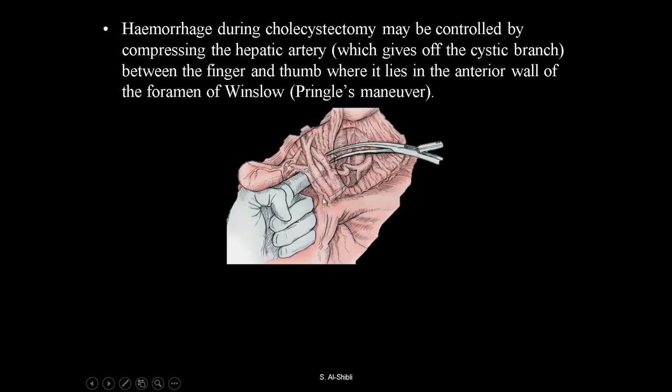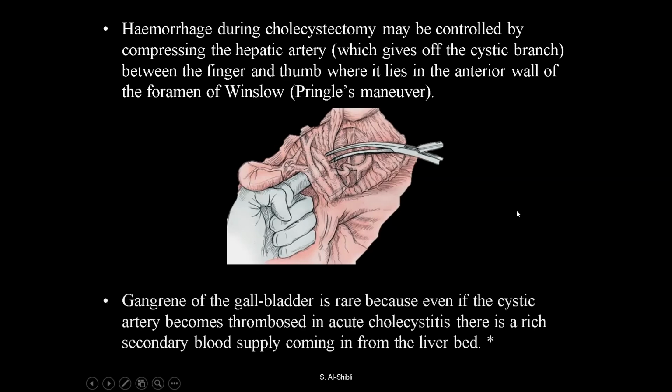So the Pringle maneuver is using the finger or a hemostat to press on the free edge of the lesser omentum, because we understand from studying anatomy that all the blood circulation entering the liver comes through the portal vein and the hepatic artery. If I press here, I can temporarily stop the bleeding, and then by releasing gradually, I can localize exactly where the bleeding is. This is what we call the Pringle maneuver.